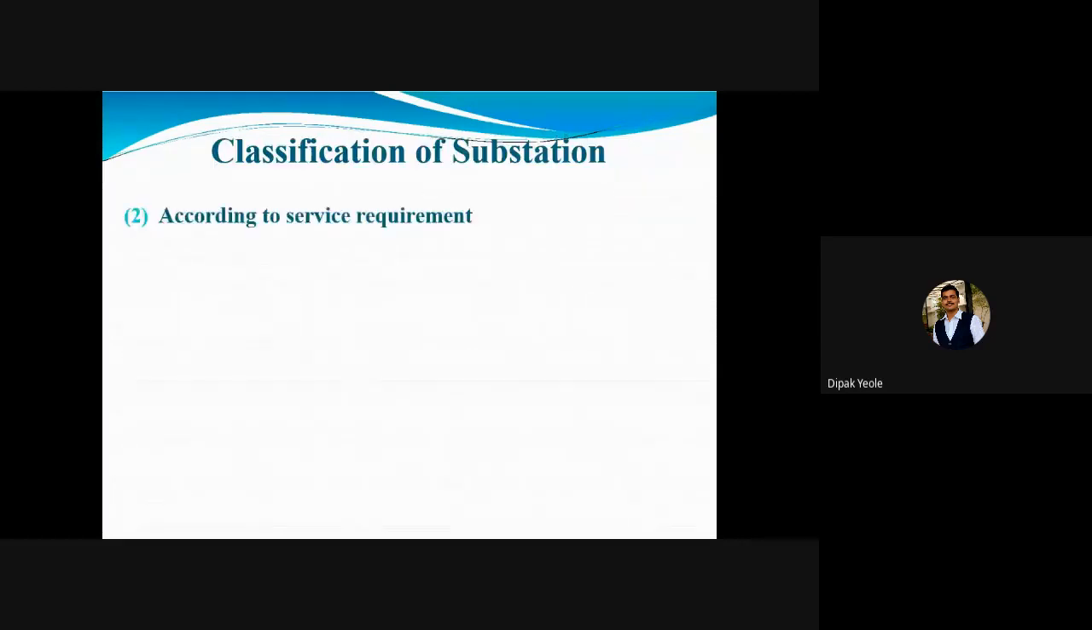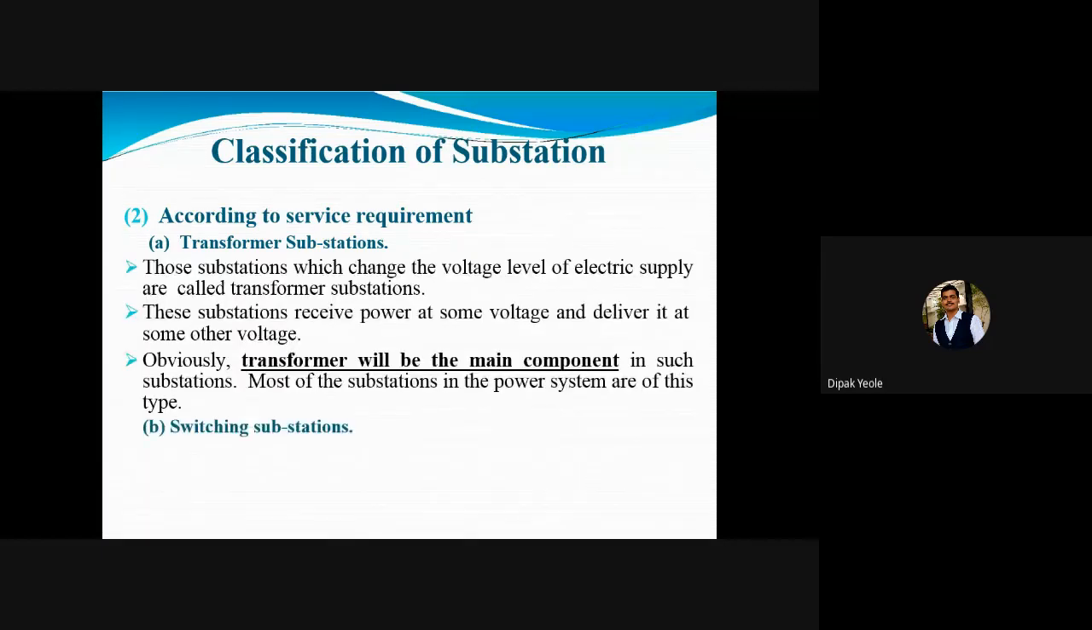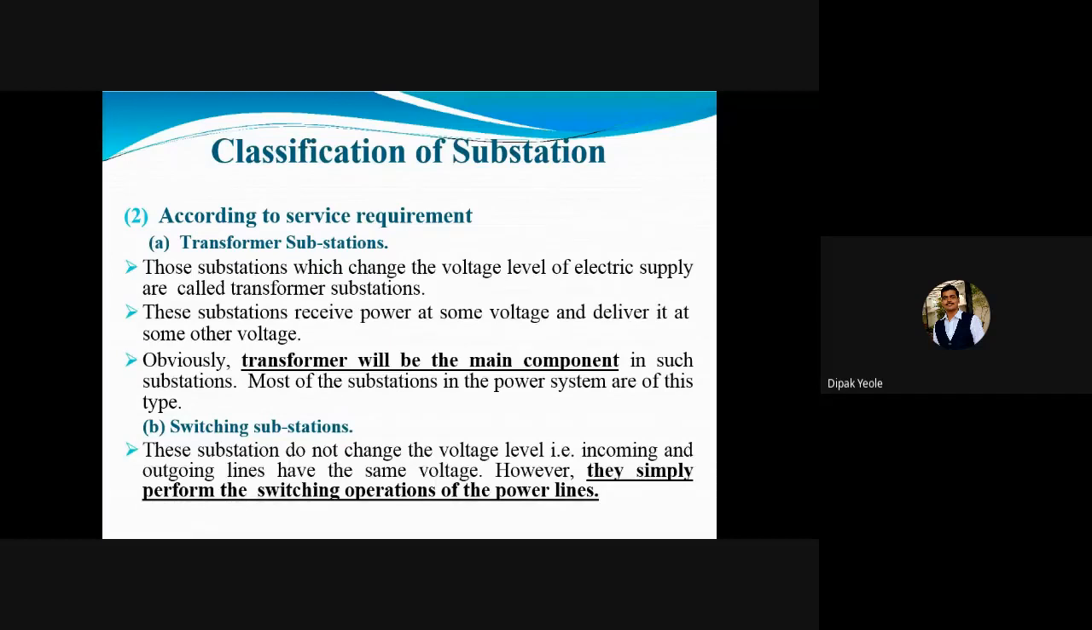After that, we are interested in our service requirement. So this R stands for the requirement. Now what is the service requirement? If we need the transformer, that can be a service. If we need the switching substation, either for the application of on and off, we need the switching substation. So it does not change the voltage level. It is only used for the operation of switch on and switch off. Okay, so this is the second subtype.